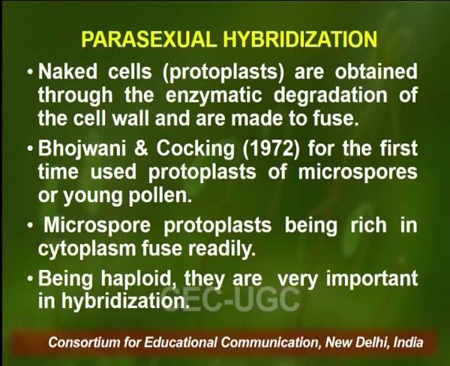Protoplasts are also naked cells. These are obtained through enzymatic degradation of the cell wall. So, once the cell wall is removed, the cell becomes naked and we call it a protoplast, and two protoplasts are made to fuse. Bhojwani and Cocking in 1972 for the first time used protoplasts of microspores or pollen grains, and these were used because they are rich in cytoplasm and they readily fuse together. Being haploid, they are very important in hybridization.